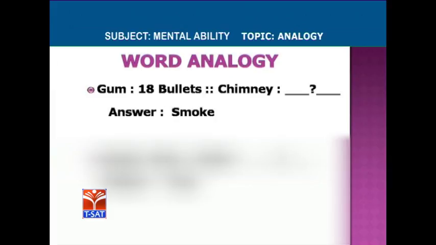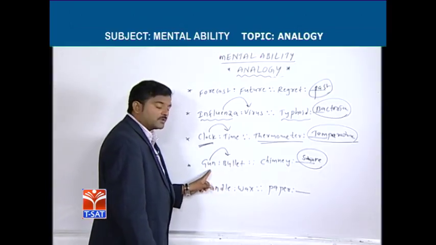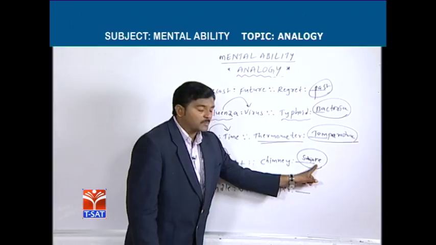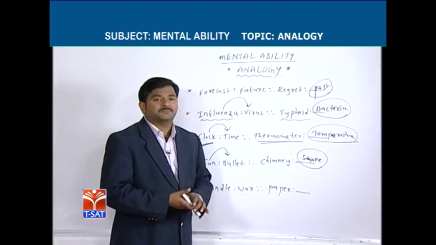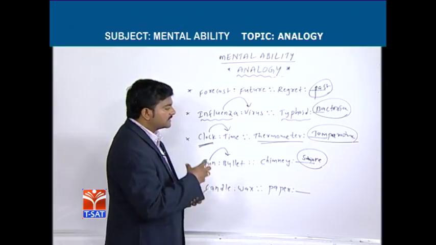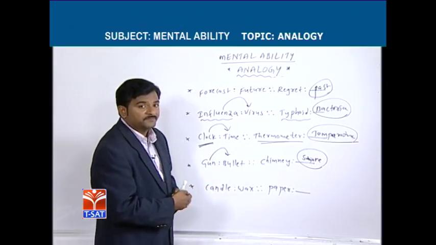The second one comes out from the first one. I repeat, the bullet comes out from the gun. Similarly smoke, SMOKE, comes out from the chimney. That means the second one comes out from the first one.